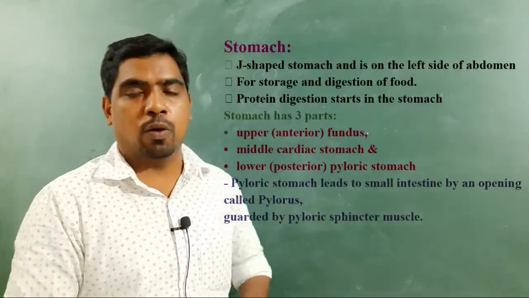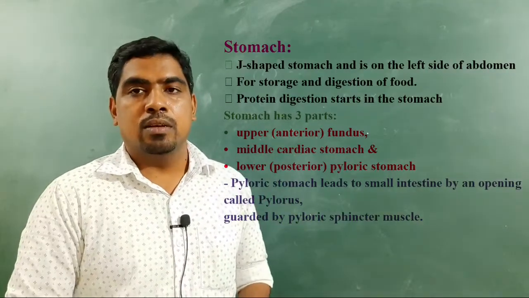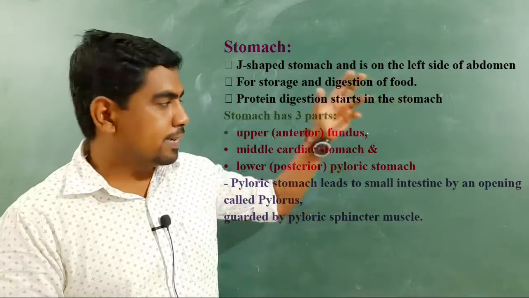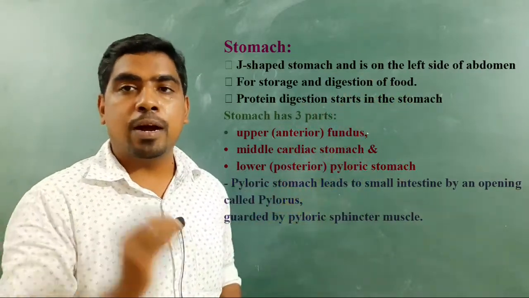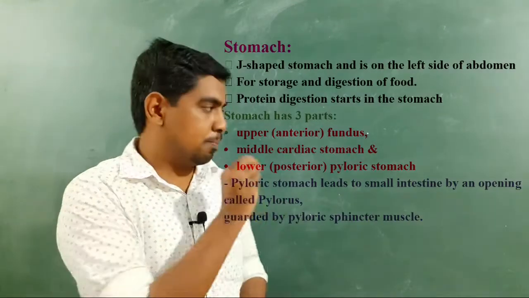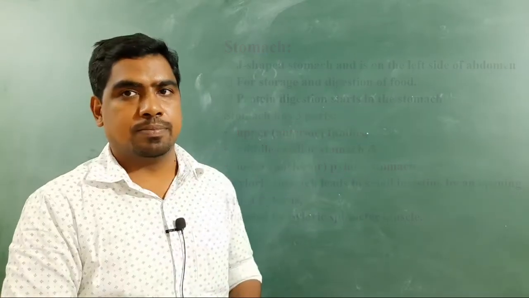Next part of alimentary canal is stomach. It's a J-shaped organ. Protein digestion starts in the stomach. Stomach has 3 parts: upper fundus, middle cardiac and lower pyloric stomach. The opening of stomach into intestine is called pylorus. It is controlled by pyloric sphincter.